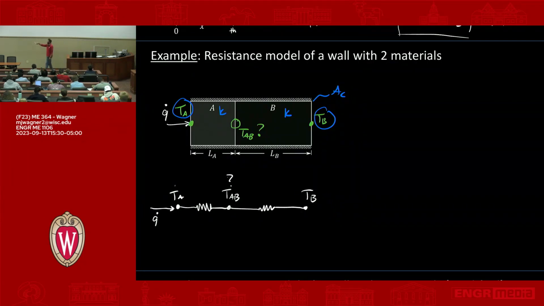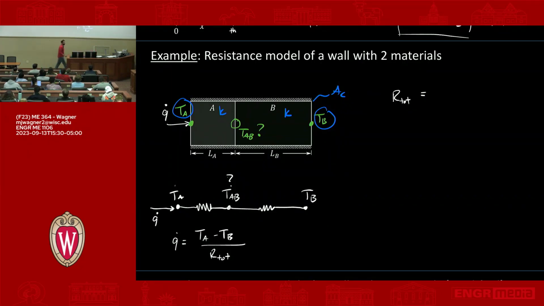We don't know TAB, so how do we go from just what we have to being able to resolve the system of equations? Well, maybe you remember from circuits, you can stack up these resistances. So we can say that Q dot is equal to TA minus TB over R total, the total resistance between those two potentials. So the total resistance here, R total, is what?